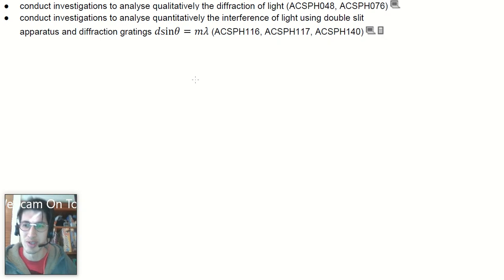Hello, today we are doing some hard physics, some real optics, so let's get right into it. We are looking at the diffraction of light in the double slit experiment, and we're going to look at it qualitatively and quantitatively. So let's start qualitative.